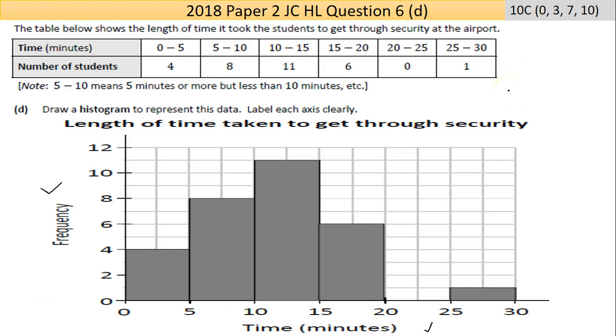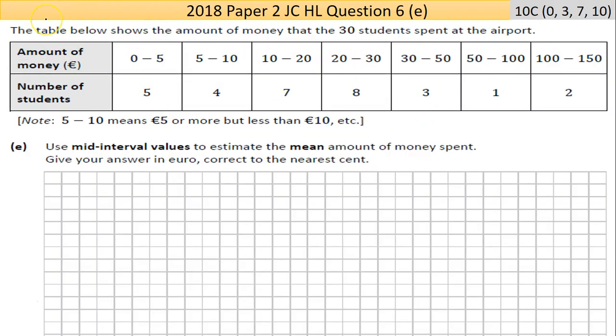10 marks. Okay, now part E says the table below shows the amount of money that the 30 students spent at the airport. The amount of money is again in a grouped frequency table, so there are ranges, and it gives the number of students who spent each amount. Now, who the hell has that much money as a student going to an airport? But it's fairly spread out. It's small, rises up, and then drops off lower than it started.